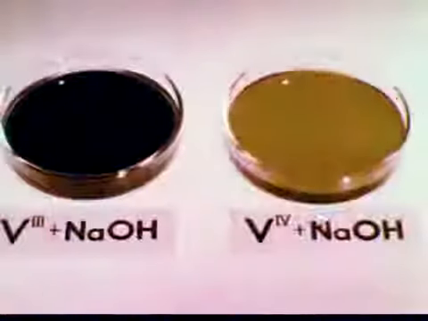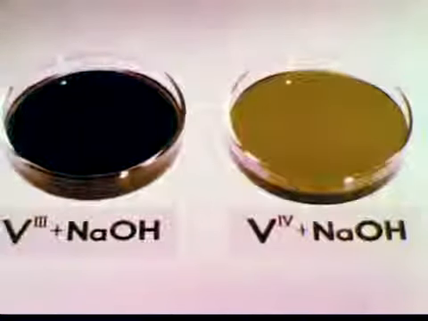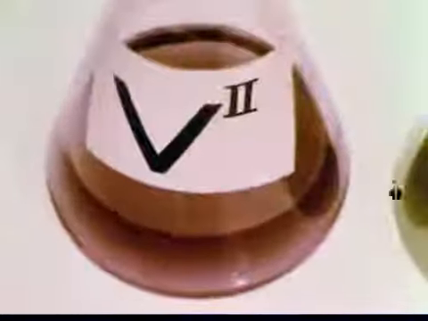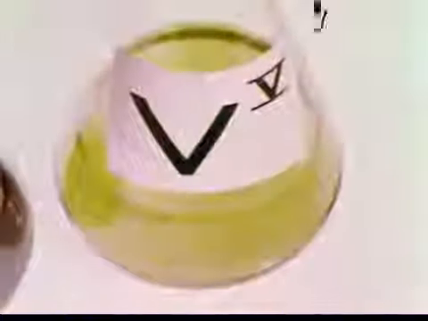Thus, the increased charge and decreased size of the vanadium 4 ion causes its hydroxide to dissolve in excess base. After the film, you might like to discuss how vanadium 2 and vanadium 5 would react with sodium hydroxide.